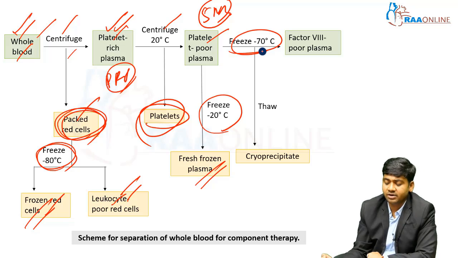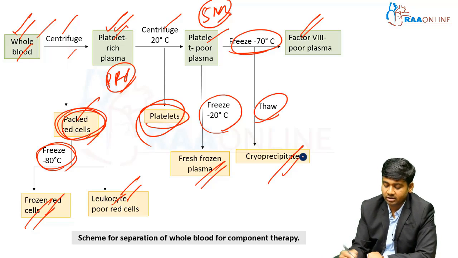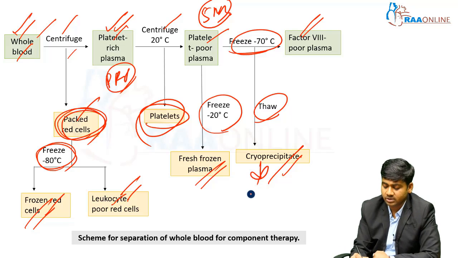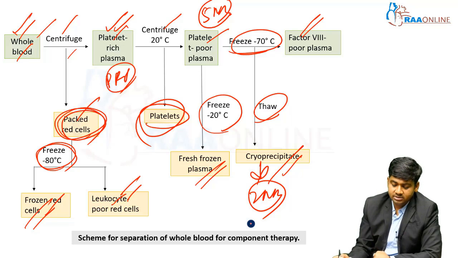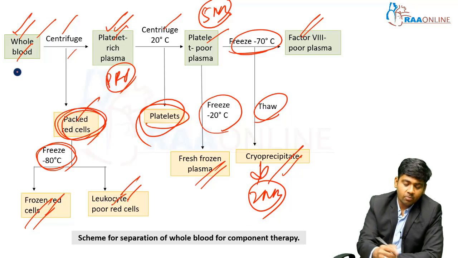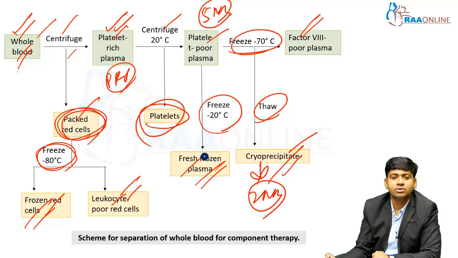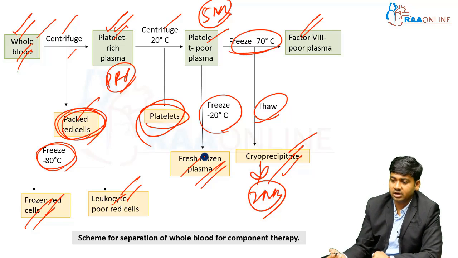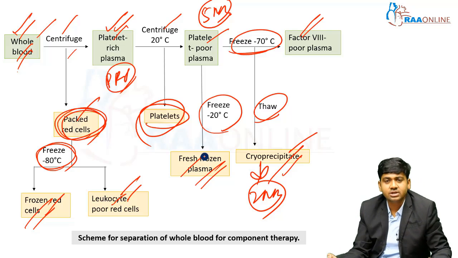When we freeze at minus 70 degrees Celsius, we get factor 8 rich plasma. When we thaw it, we get the cryoprecipitate. Cryoprecipitate individually comes as a 2 marks question. In a single slide, see how many questions there are. What are the components of whole blood? Easy question. Cryoprecipitate, easy question. FFP, also an easy question. What are the conditions for which we transfuse blood? Easy question. So there are so many questions in a single slide. The components of whole blood are very important. It repeatedly comes in exams.